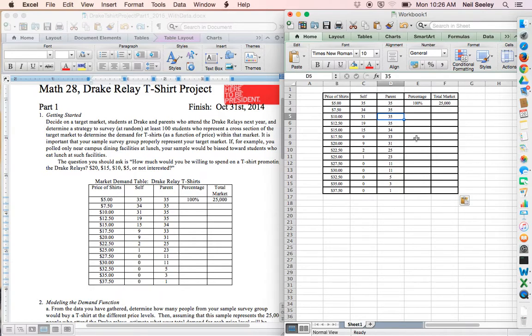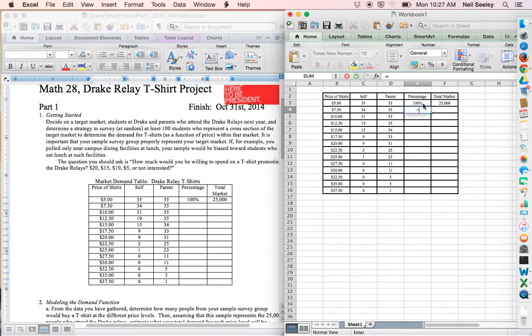So what we're going to do is we're going to go by percentage. So the total people, 70 people, that's 35 and 35, and we're going to get each percentage by basically adding these two numbers up, the self and the parent numbers together, and then dividing it by 70 to get a percentage. And that's it. So if you watch, I'll show you how the formulaic business works.